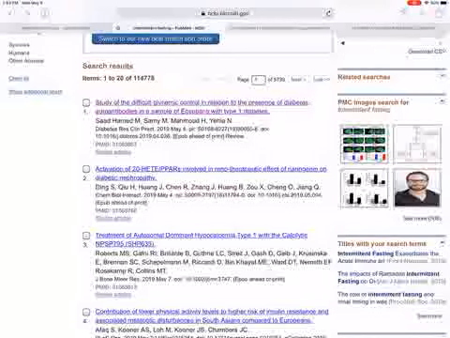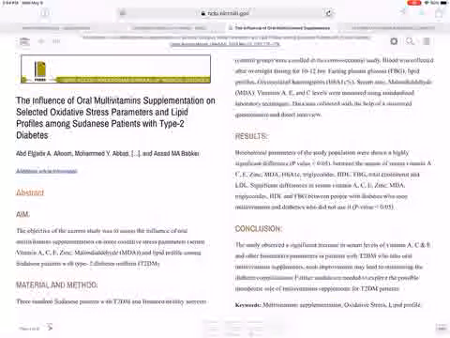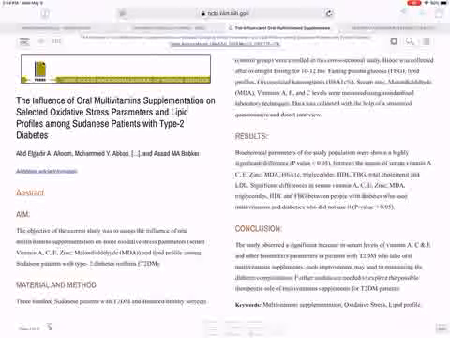Primary literature typically tends to be a research paper based on a research group's experiments or their findings. And the papers tend to look somewhat like this. The influence of oral multivitamin supplementation on selective oxidative stress parameters and lipid profiles amongst Sudanese patients with type 2 diabetes. I don't want you to worry too much about the language. I understand that most of our students are not biologically inclined, and that's okay.